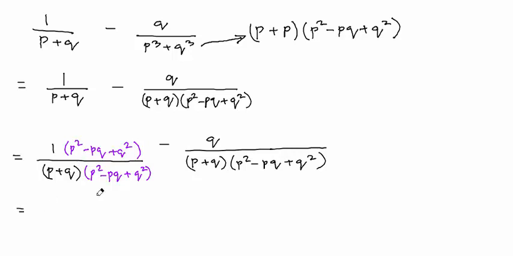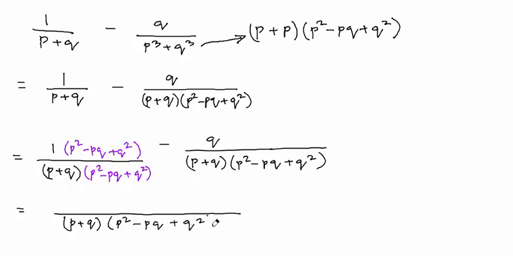And once you do that, you can simply combine the two, say that, okay, the common denominator is what we have, p plus q times p square minus pq plus q square, and then on the numerator we have a p square minus pq plus q square minus, it's this minus, q on the other one. Can this one be simplified? I don't think so. So that's how you add or subtract fractions in algebra.